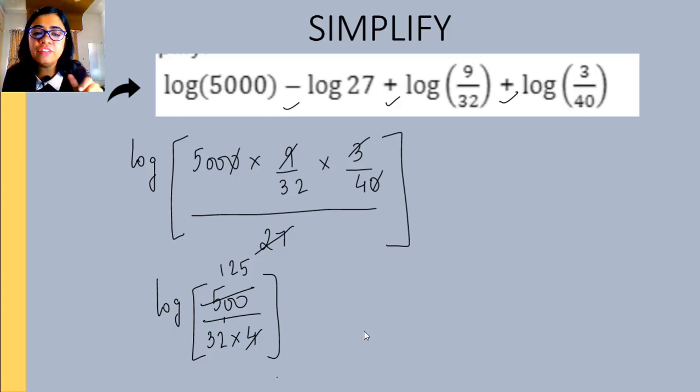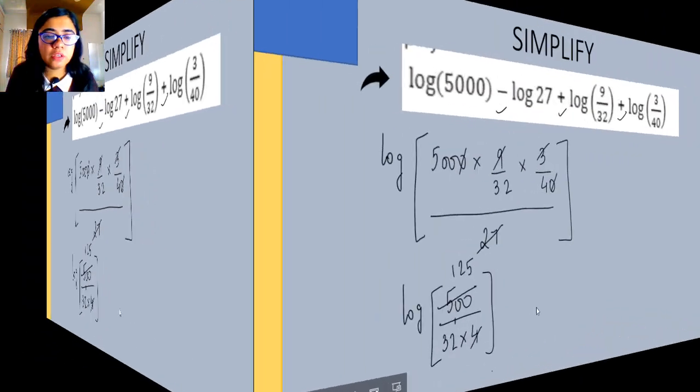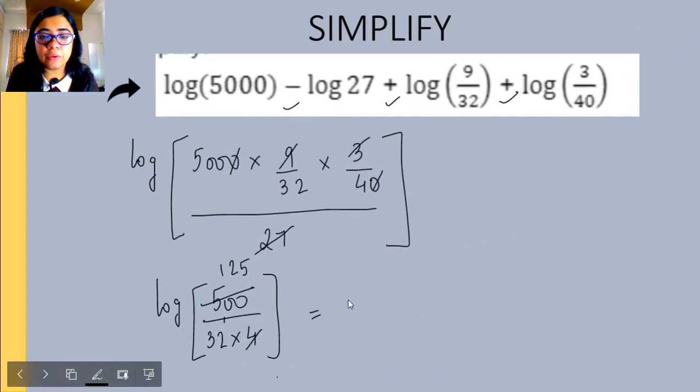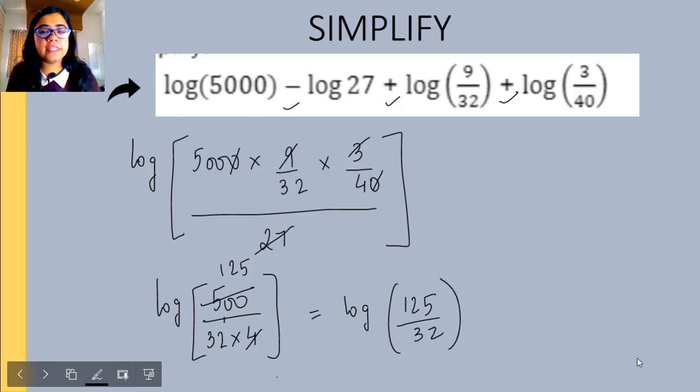Now if you check further, 125 and 32 both are not divisible by anything. So your final answer will be log of 125 upon 32. See, when there is no base given, always remember by default your base is going to be 10. Okay? So your base is 10. This is your final answer. You can stop here. Okay?